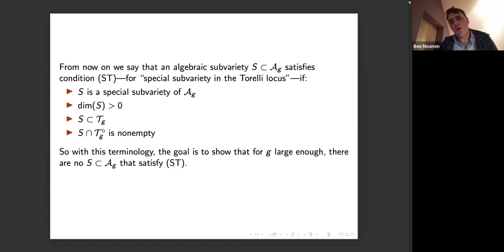So the goal, the Coleman-Oort conjecture, it really says that if I take g large enough, and maybe g at least 8, we don't know, it should be the case that there are no subvarieties that satisfy all these conditions, yeah? Because they would be the counterexamples for Coleman.